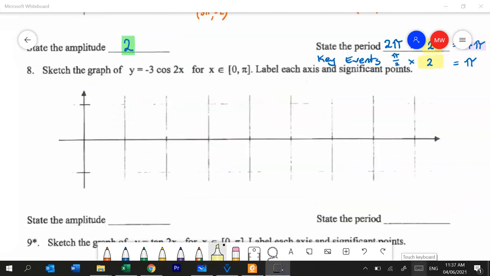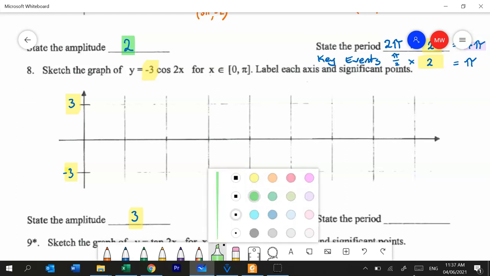And question 8, we need to plot a cos wave this time. So we've got similar information. We've got our amplitude, which tells us this number, and this number. So we know that that's 3. We're ignoring that it's negative at the moment. All that will do is reflect our wave, or turn it upside down, but we'll deal with that in a minute.